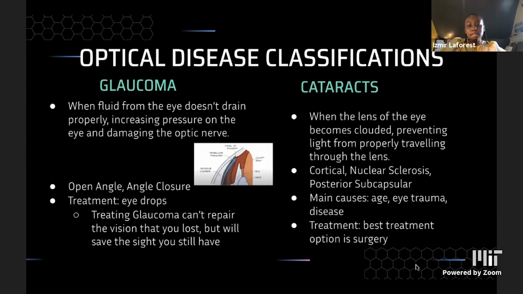Some optical diseases that our model was trained to find include glaucoma, which is when fluid from the eye doesn't drain properly, which increases the pressure on the eye and damages the optic nerve, blocking someone's eye vision. Cataracts, which occur when the lens of the eye becomes clouded, preventing light from properly traveling through the lens.